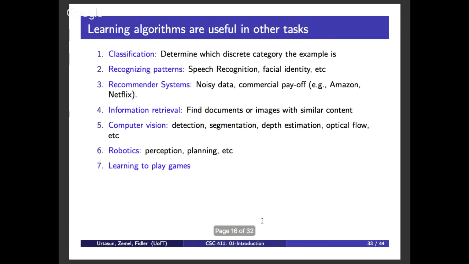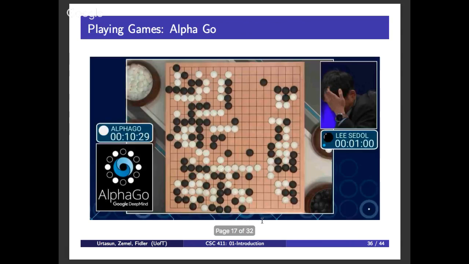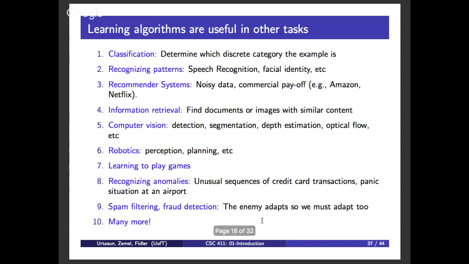Some of the games that are currently very trendy, such as AlphaGo that beat the world champion, I think a year ago. So this is a classical machine learning task that we won't be covering, of course, and there are many more, such as recognizing anomalies, such as in credit card transactions. If you have a weird transaction, how can the bank recognize that? Also, spam filtering, what makes an email a spam email compared to others, is also a part of machine learning, and many more.